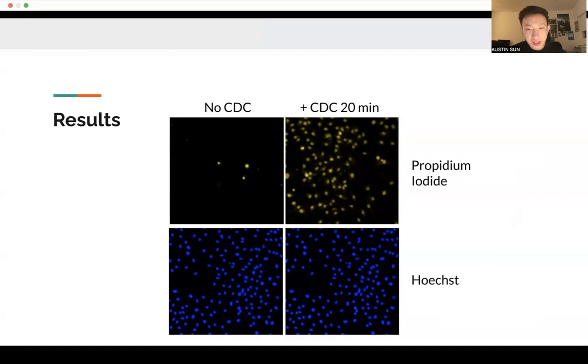Now, moving over to the right column, when you add CDCs for about 20 minutes, you'll see that there's a very significant increase in the PI signal. And this is to be expected because once you add the CDC, that creates these pores within the cells, the PI permeates through and causes cell death. And therefore, we're able to see more PI signal. And then here at the bottom, we have Hoechst as a baseline. So because Hoechst marks both dead and alive nuclei, we don't see any change in these images. And that is to be expected. And this gives us a good baseline to compare.